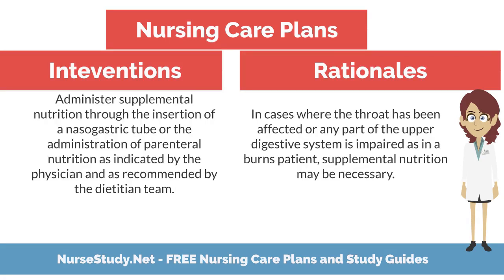Intervention. Administer supplemental nutrition through the insertion of a nasogastric tube or NG tube, or the administration of parenteral nutrition as indicated by the physician and recommended by the dietitian team. Rationale: in cases where the throat has been affected or any part of the upper digestive system is impaired, as in maybe a burn patient, supplemental nutrition may be necessary.